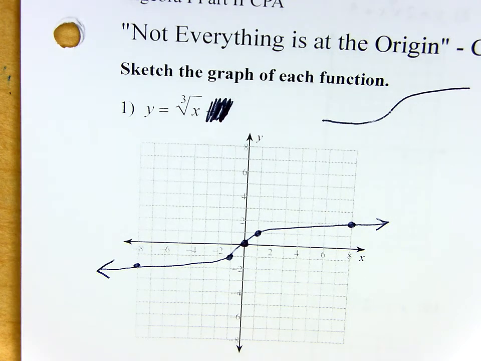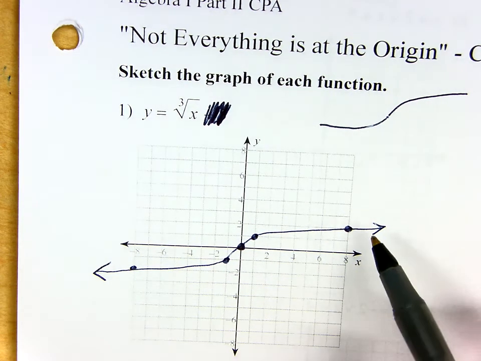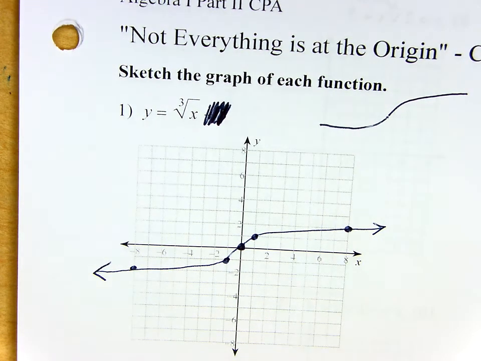Alright, so there's my parent function. And now I'm just going to shift this around like I have done every single other graph. But you need to make sure that you are able to create the parent function to start off with. Okay, because I'm not going to give it to you every time. So I have that, and now I'm going to do whatever I need to do with it.